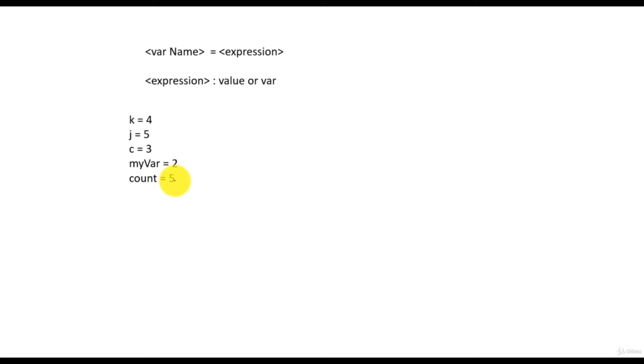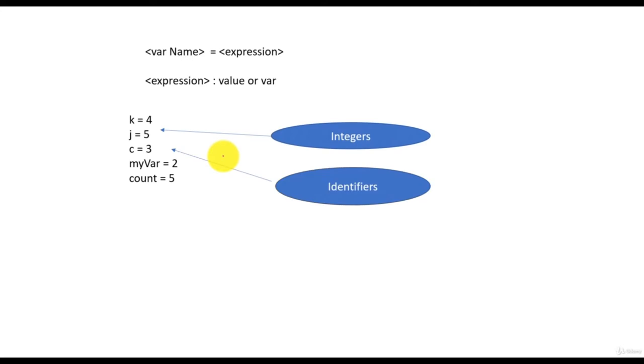These are all assignment statements. And in all these statements, we have the variable on the left hand side of the assignment operator and the value on the right hand side of this operator. Secondly, in all these examples, we are assigning an integer value to the variable. So these all are integer variables. And more specifically, these variables are known as identifiers.